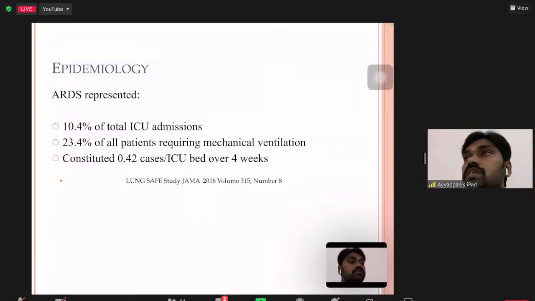So epidemiology. These are all international data from the LUNG SAFE study, a large observational study done in nearly 4,000 to 4,500 patients, published in 2016, which described the healthcare burden of ARDS. At any time in an ICU, around 10%, that is 1/10 of patients admitted will be ARDS patients. And among mechanically ventilated patients, 1/4 or 25% will have associated ARDS. This is the healthcare burden ARDS is associated with, and with the recent pandemic, we know the incidence, importance, and healthcare cost ARDS can contribute to the country as well as to the whole world.